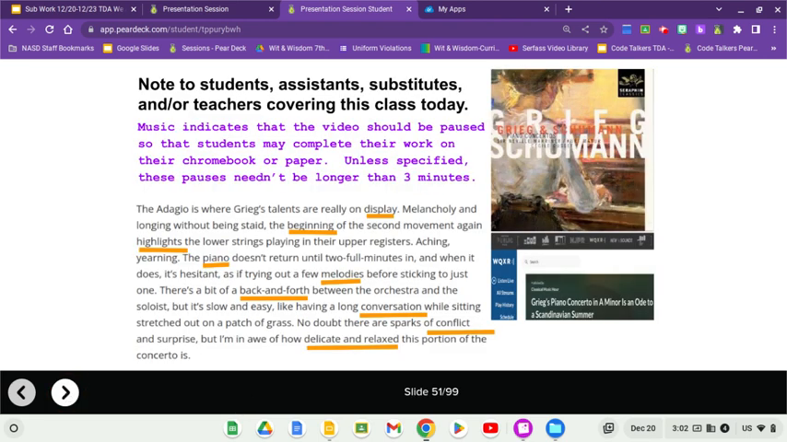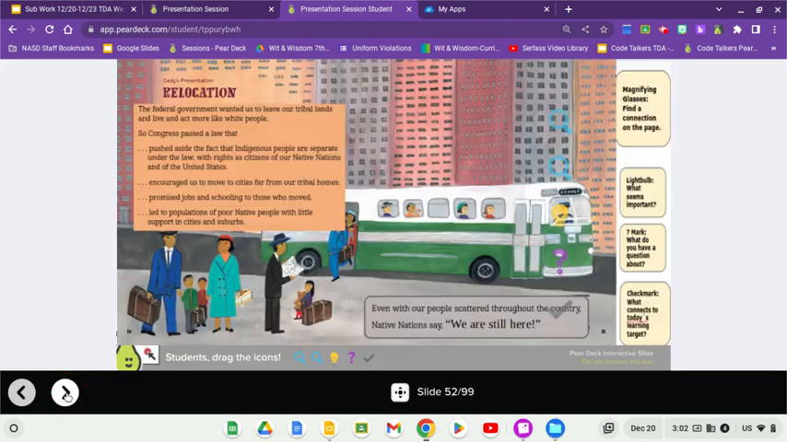So remember, the music that you hear means that the students will be working usually no more than 3 minutes. Where we left off in the book, We Are Still Here. We were sort of in the middle of presentations, and now we're going to start today with Katie's presentation on relocation.